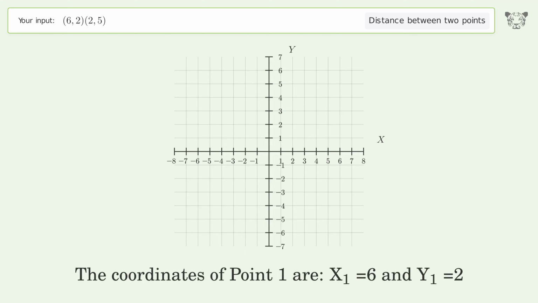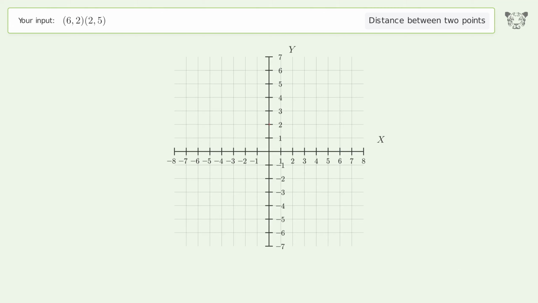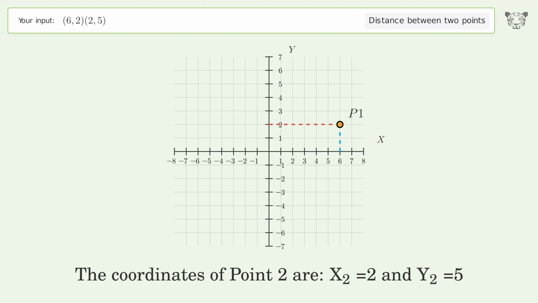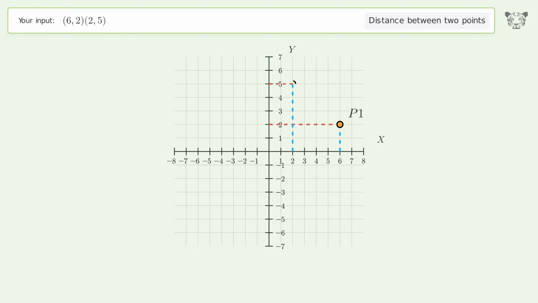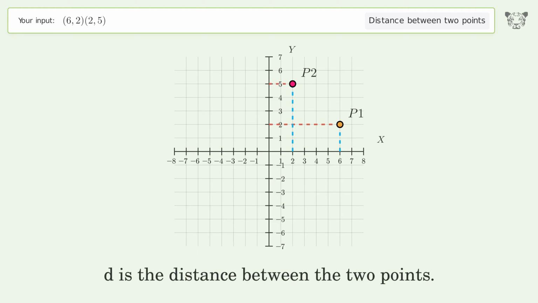The coordinates of point 1 are, x1 equals 6 and y1 equals 2. The coordinates of point 2 are, x2 equals 2 and y2 equals 5. D is the distance between the 2 points.